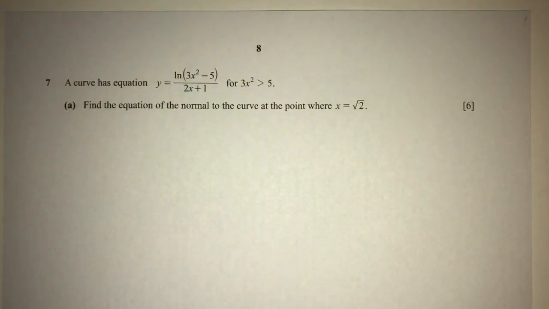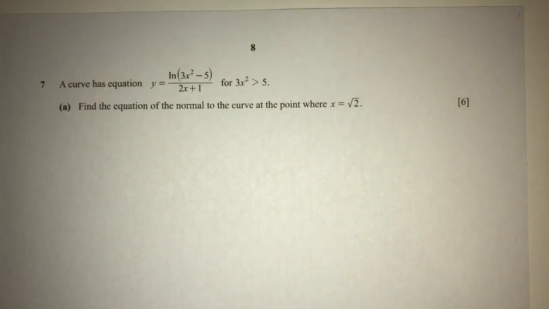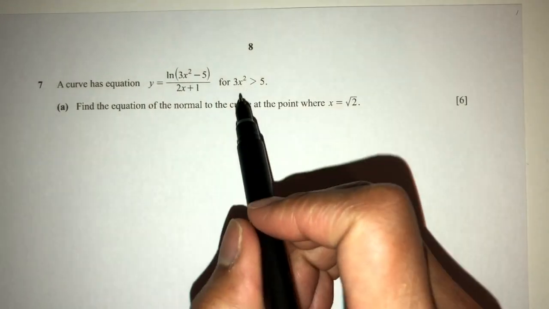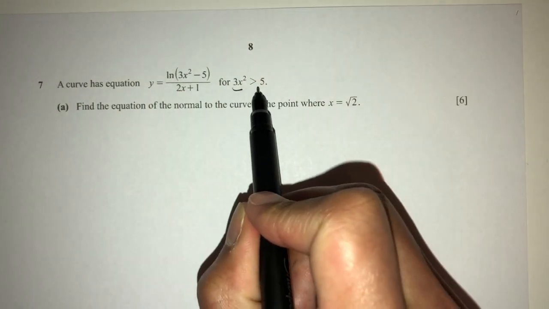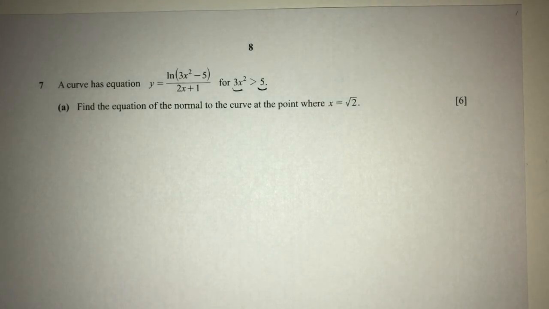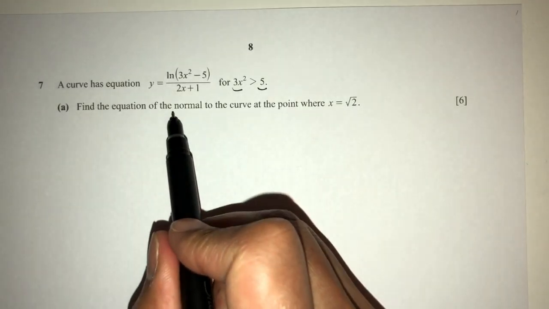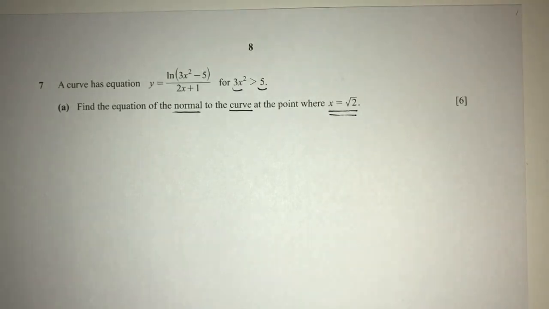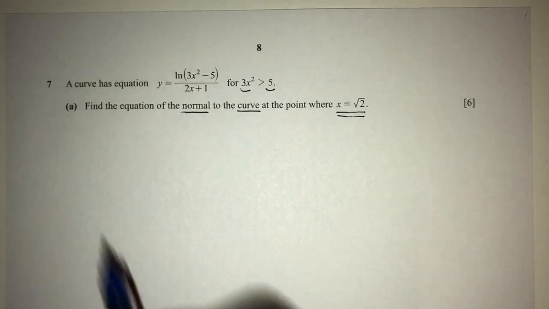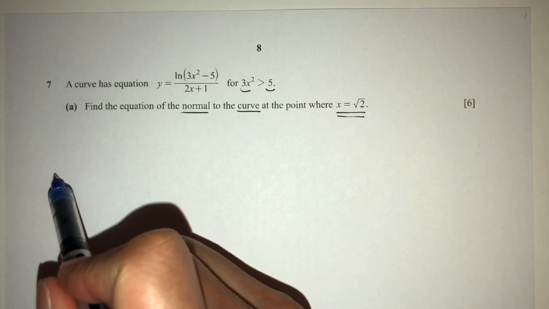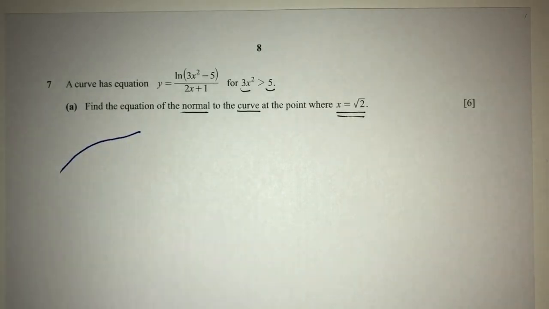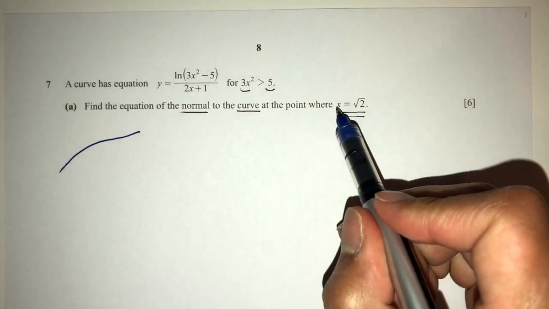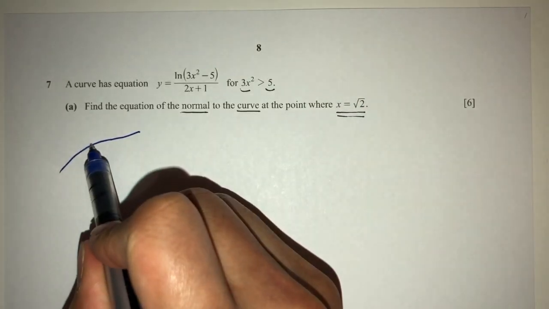Now for part 7, we have the equation y equal to this one, for this domain, 3x squared is more than 5. Okay, good. Now find the equation of the normal to the curve at the point where x equal to root 2. So first we have to know what we are trying to find. For example, let's say our curve looks something like this. We don't know the shape, something like this, right? At the point where x equal to root 2, let's say it's here.